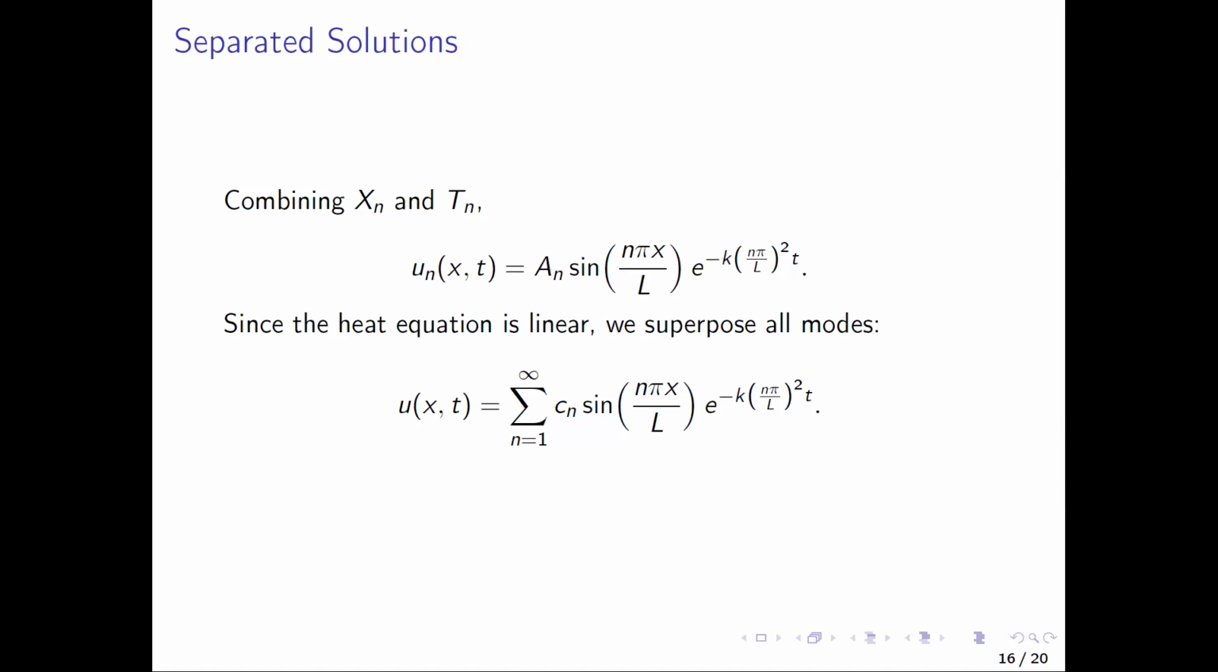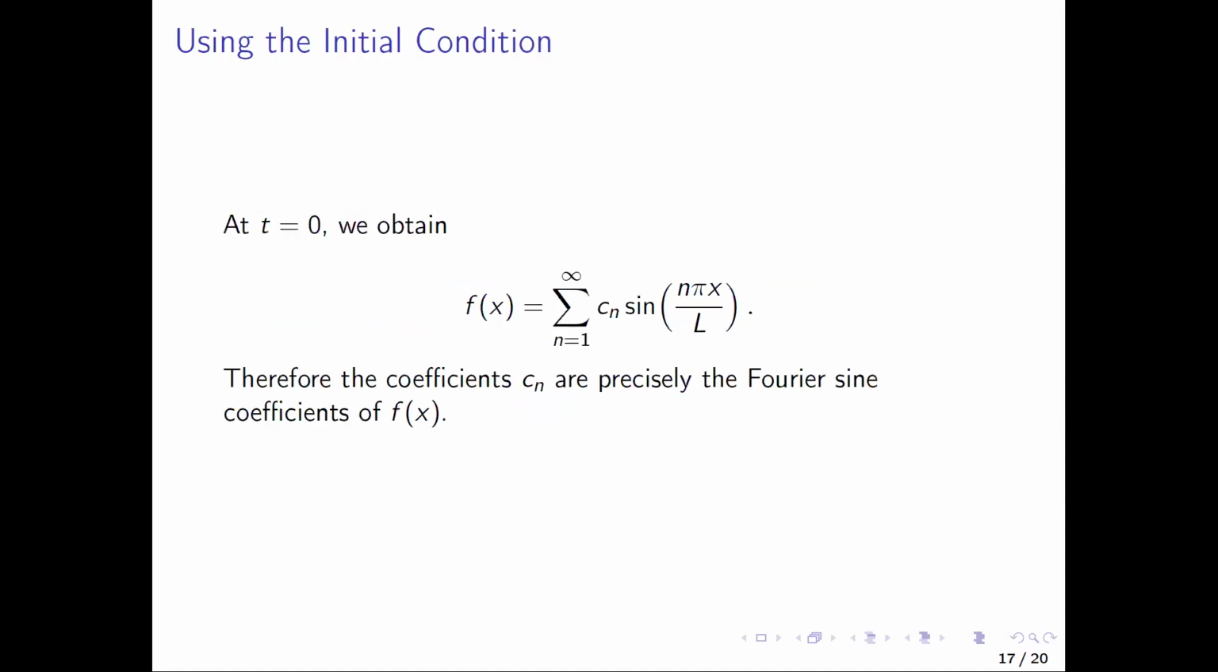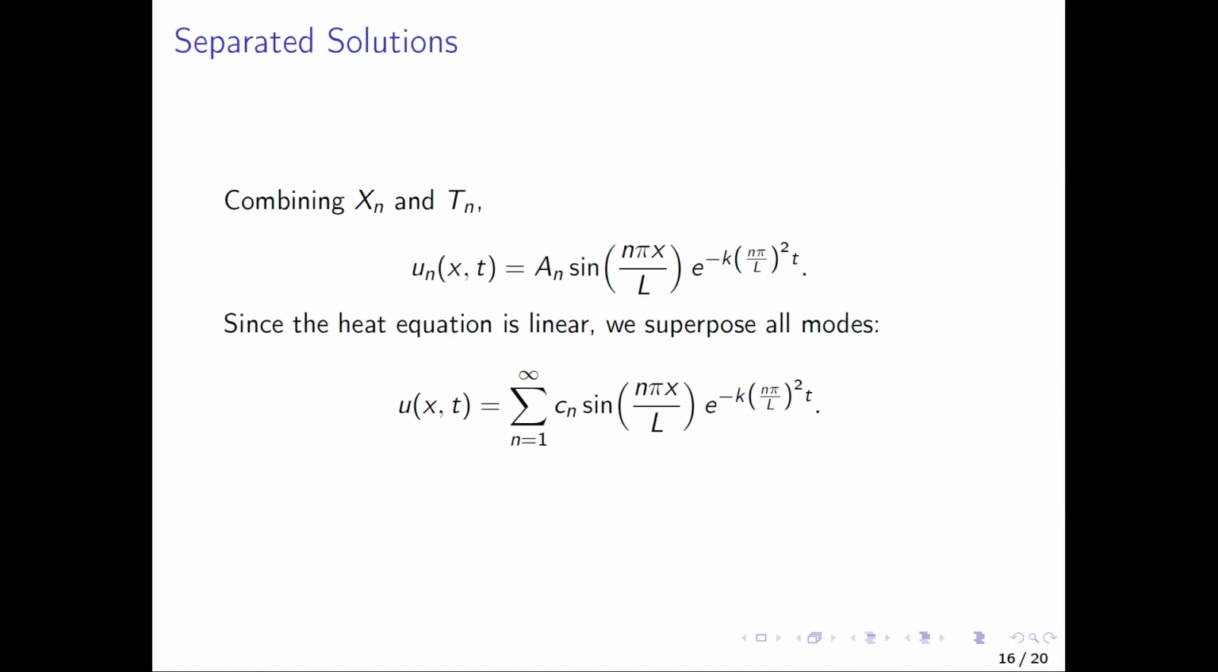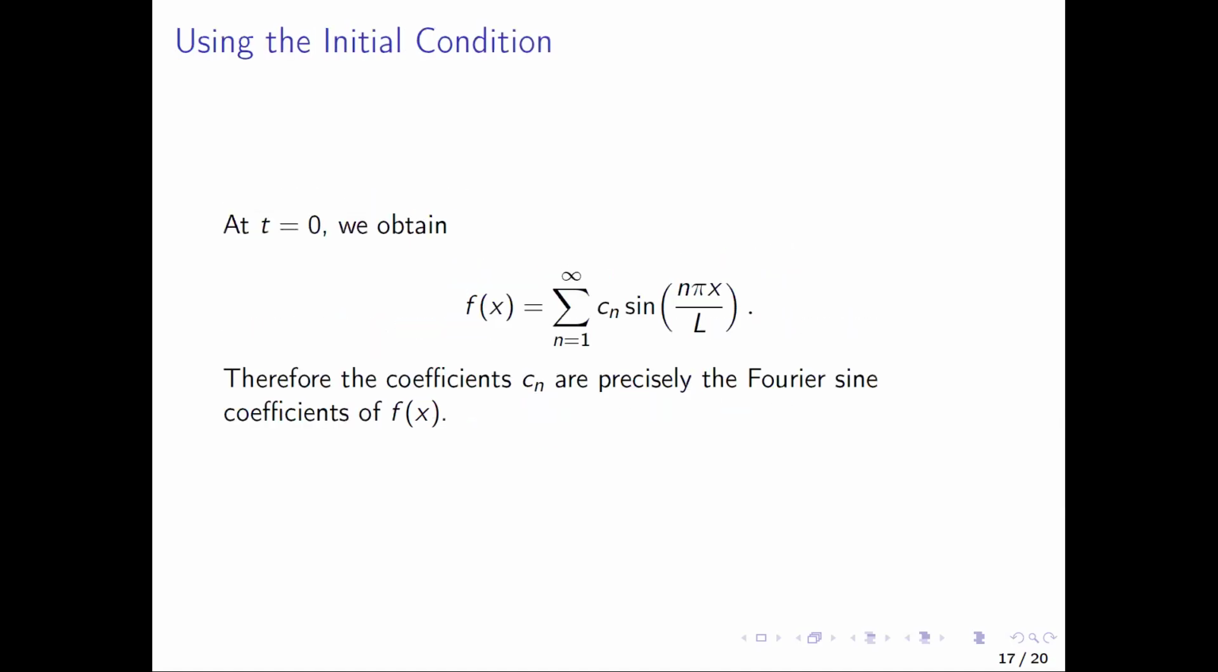But since the heat equation is linear, we superpose all modes, because for n equal to 1, you get a solution, and for n equal to 2, you get another solution, u_1, u_2. So by the superposition principle, we can add them up. We can update our coefficient to C_n, and we get the sum from n equal to 1 to infinity. For example, at t equal to 0, we substitute 0 for our t, and we get this solution.